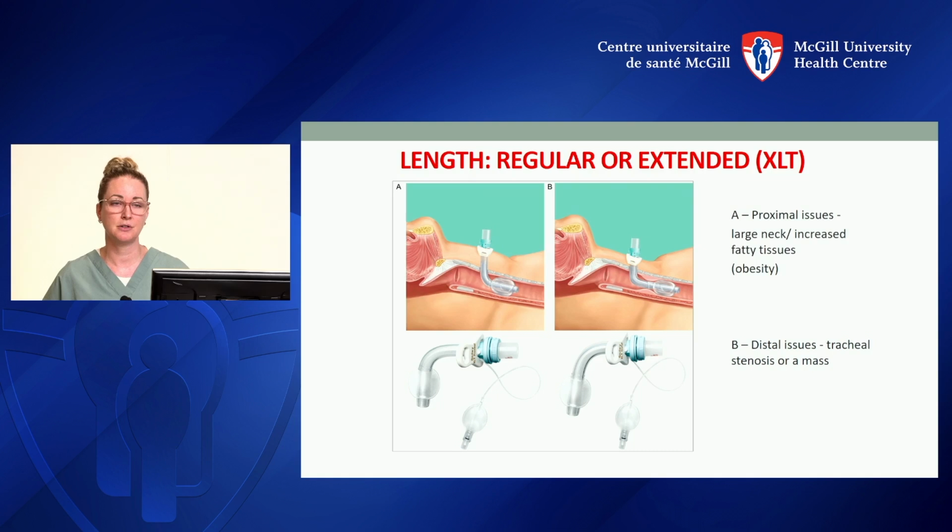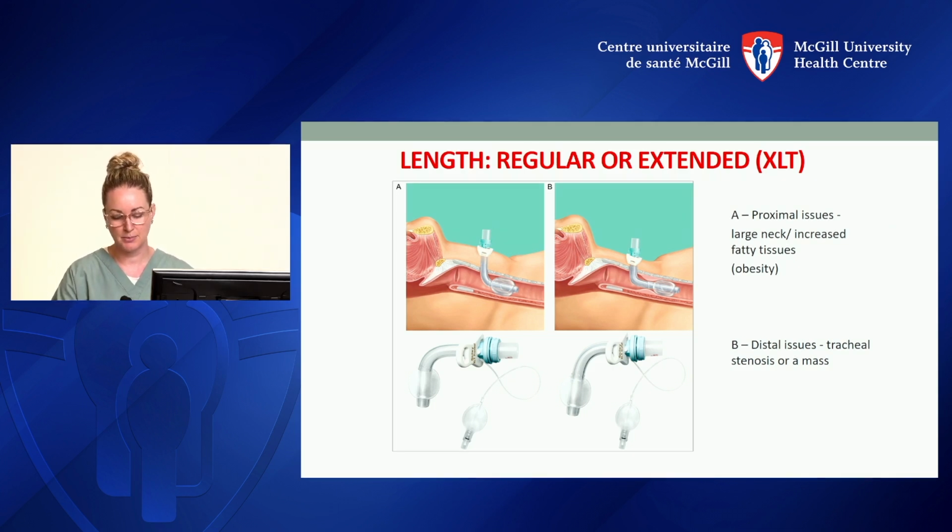So those are your regular Shiley trachs. We also have extended length tracheostomy tubes. These tubes are a bit longer in length. One of the reasons a patient might need an extended length trach tube is they need a proximal extension, meaning they need the tracheostomy tube to be longer proximally, and this is for patients who have a large neck or increased fatty tissue around the neck, so our obese population. We also have tracheostomy tubes that are distal, so they have an extended length on the distal portion of the trach tube, and this is usually put in for patients who have a mass, let's say a tumor lower down, and they need to bypass that to actually get into the airway, or stenosis.